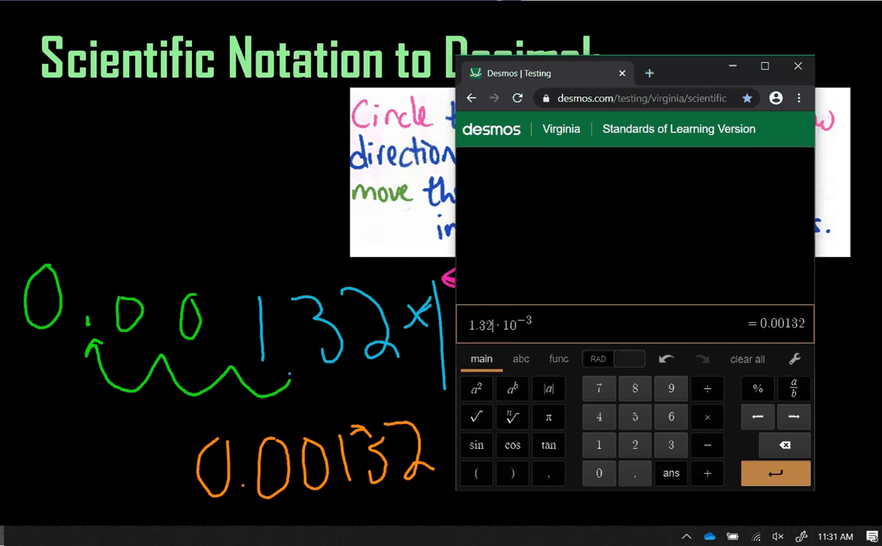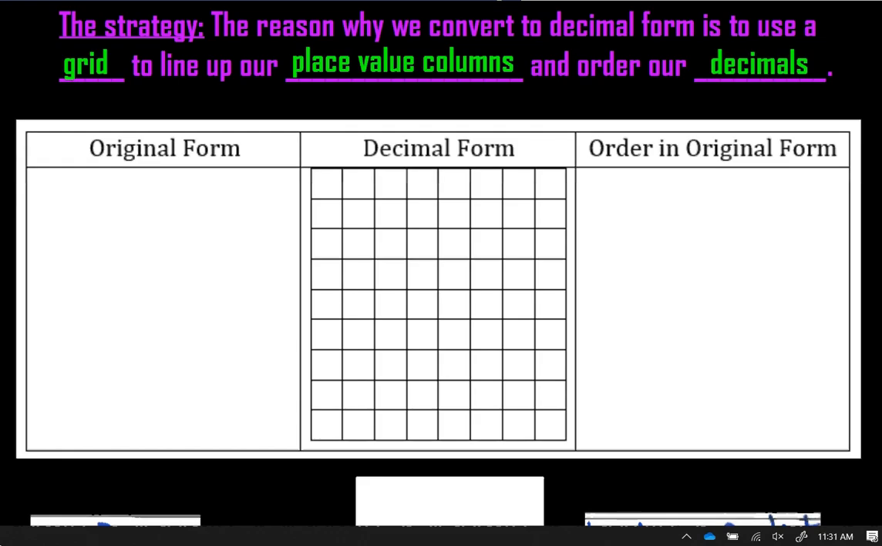So now, moving on. The strategy that we use for this, the whole reason why we are converting to decimal form, is to use that grid to line up our place value columns, and that way we can order our decimals. So usually I'm going to have it set up like this. I have this nice little table. It says your original form, you have your decimal form, and then you have your order in original form. And so we're going to use this kind of table for ourselves, so that way we can set up our answers and be able to convert this simply.